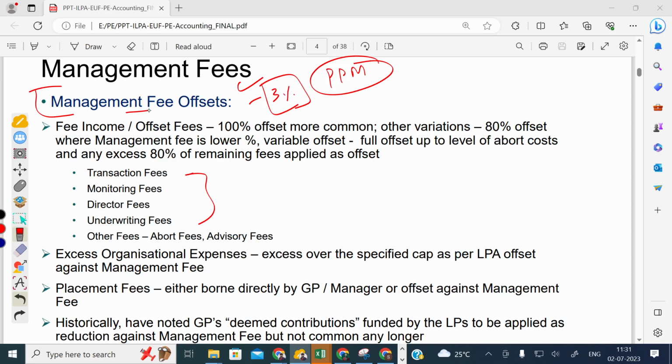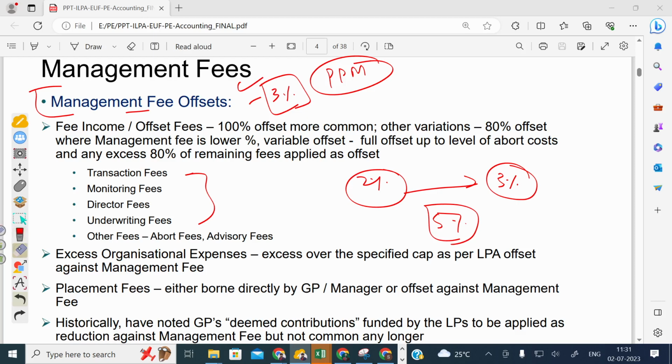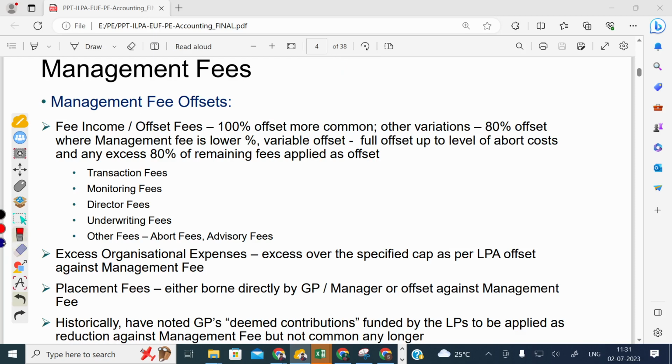Anything which is not certain, even the 2% fees, that is also not certain. So this fund is charging, let's say, 2%. You might see another fund with a different fee structure, let's say 3%. I have seen even 5% management fees. So it depends on the fund. So check the private investment prospectus. Okay.